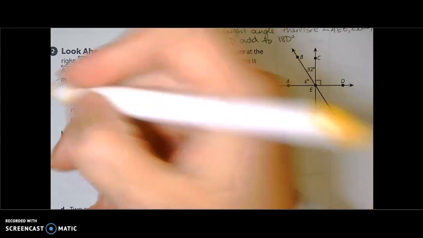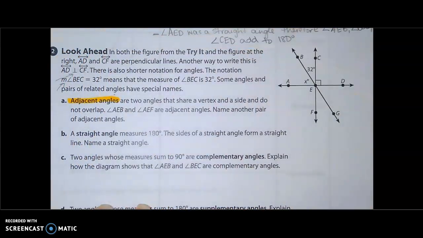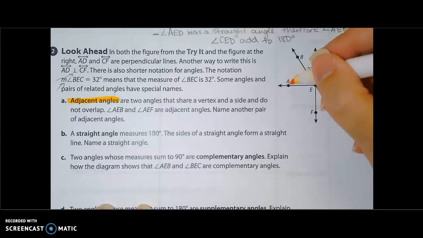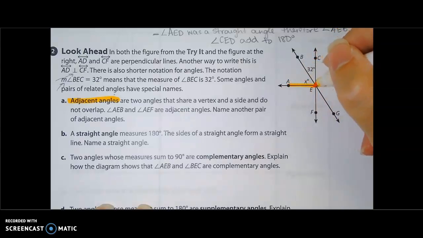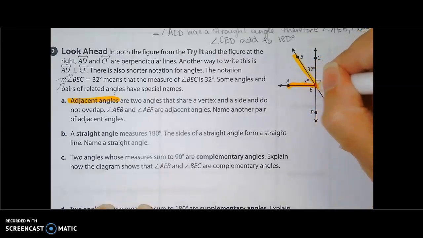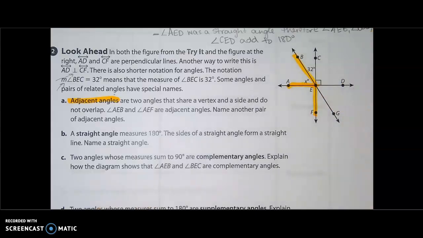So I'm going to use yellow. Here's adjacent angles, right? And it is telling me that AEB is adjacent to AEF, which they are. Adjacent means next to, right? And so this angle here is next to this angle here. There cannot be any overlap. So they are adjacent because they share a vertex and one ray. There is no overlap between the lines. And that's what adjacent angles are, right?